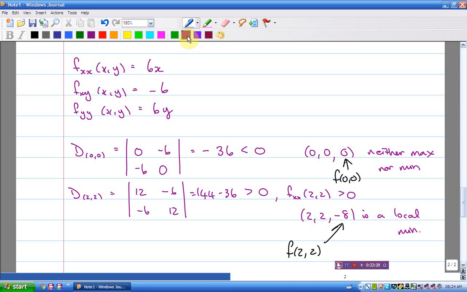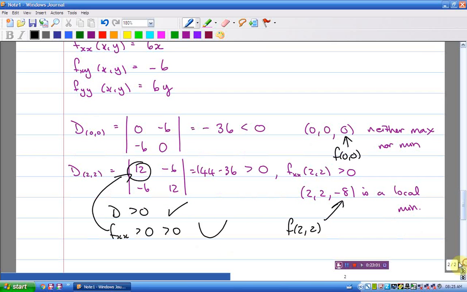Question? Can you explain why the test says whether it's a maximum or a minimum? Okay, it's the second derivative test, and d is greater than 0, which means we do have either a max or a min. And our x derivative, which is this thing here, is greater than 0, which means that you can think of it as concave up, so we have a min. Second derivative positive, concave up. Second derivative negative, concave down.